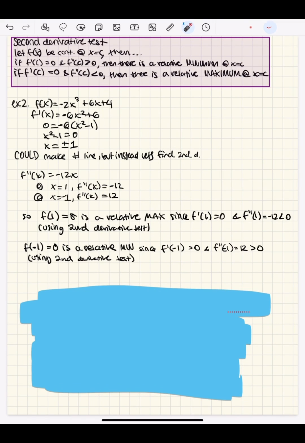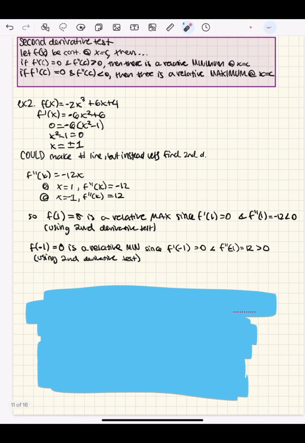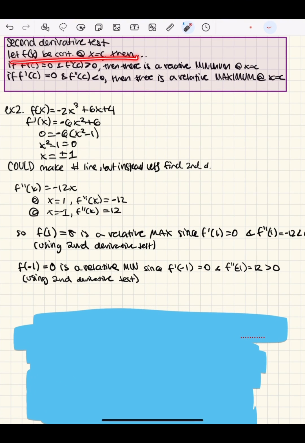Okay, let's move on to the second derivative test. This is saying, let f of x be continuous at x equals c. Then if f prime c is equal to 0 and f double prime c is positive, then there's a relative minimum at x equals c.